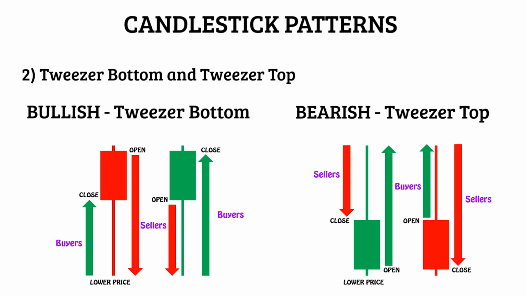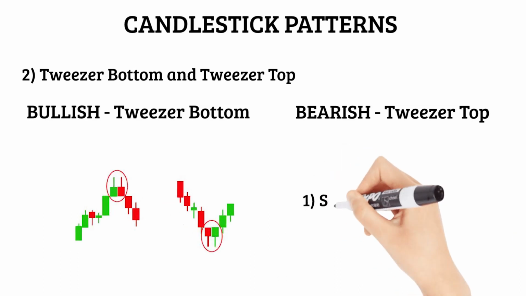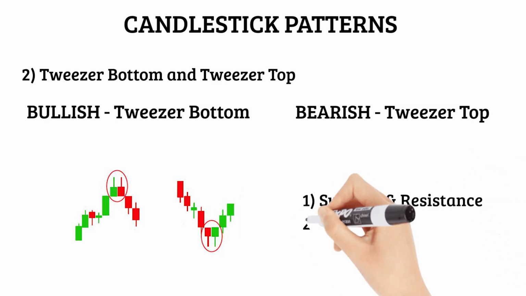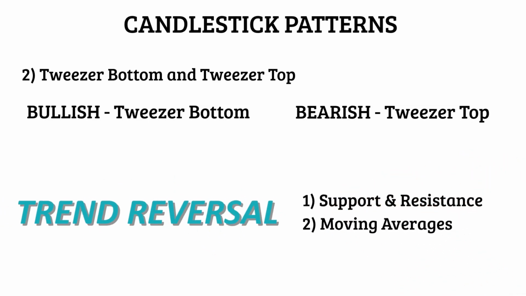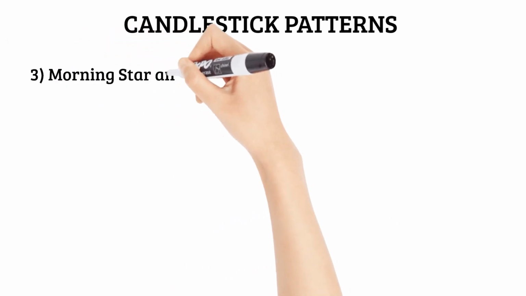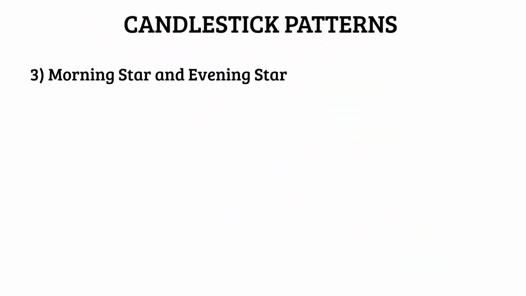So when you see a tweezer top or tweezer bottom near a support or resistance level or any moving average, then there is more probability of trend reversal. The next candlestick patterns are the morning star and evening star candlestick patterns.